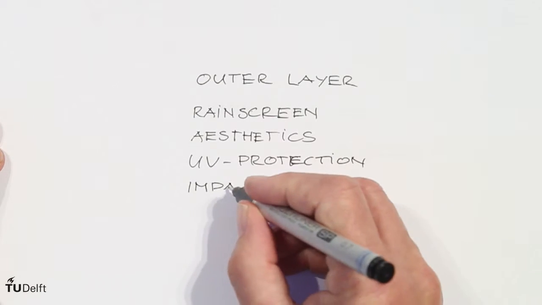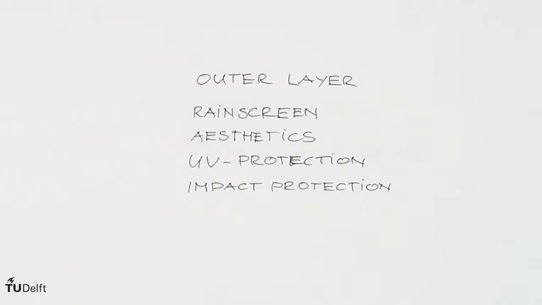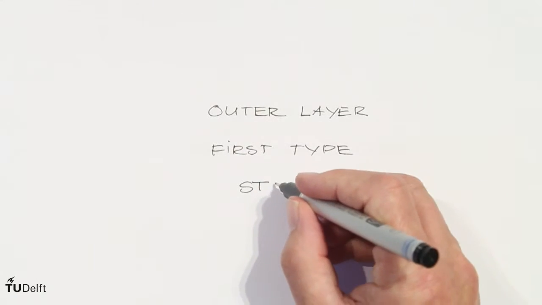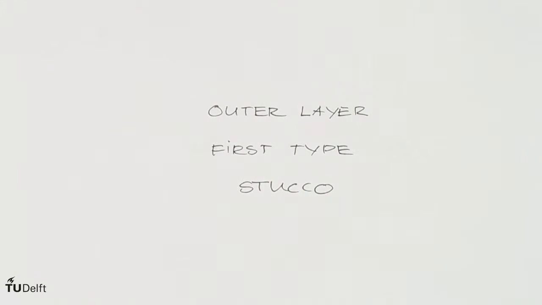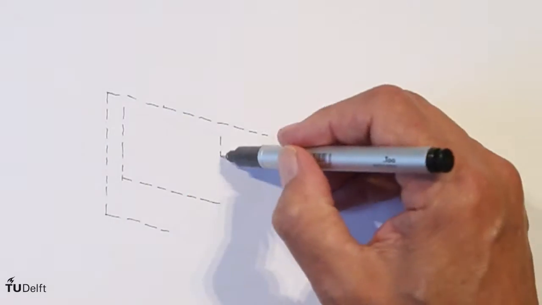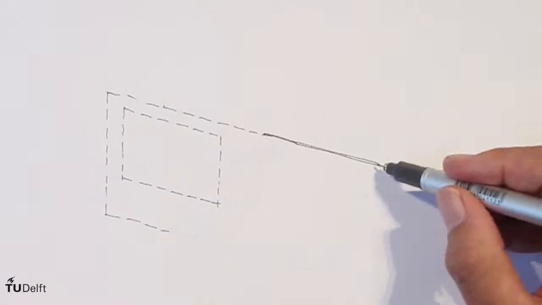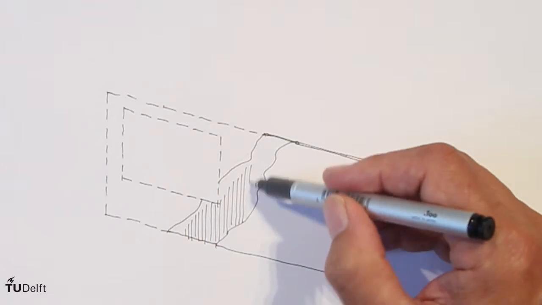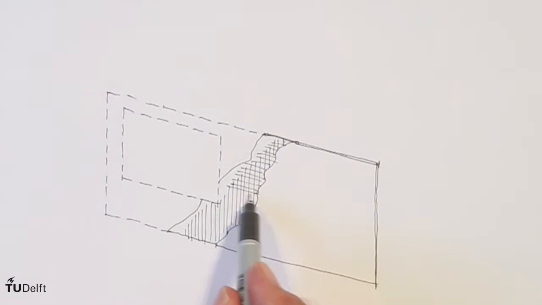The outer layer has the function of rain screen, a static layer, UV protection and impact protection. It can be grouped in four categories. The first type is a layer of glass fiber reinforced stucco in several thin layers with a typical overall thickness of 10 to 12 mm, directly applied onto the thermal insulation.